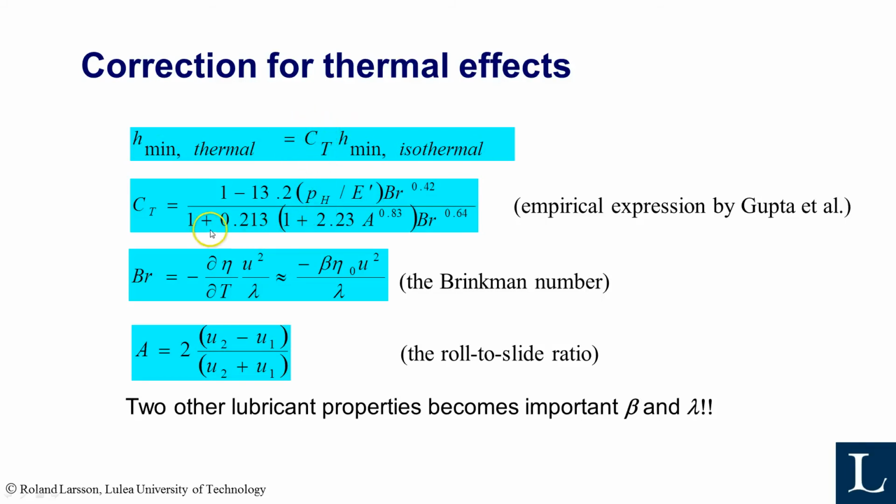This CT is computed from this expression, which involves the maximum Hertz pressure, the effective Young's modulus, the slide to roll ratio A, and something called the Brinkmann number, which is a non-dimensional number, including the beta, the viscosity at atmospheric pressure, the speeds, this is the entrainment speed, so the average speed, and the thermal conductivity. So now you see why the beta and the lambda are important.